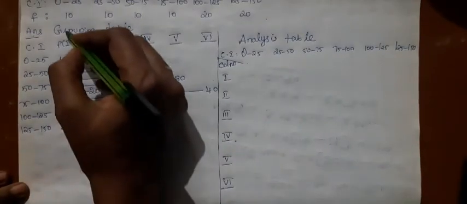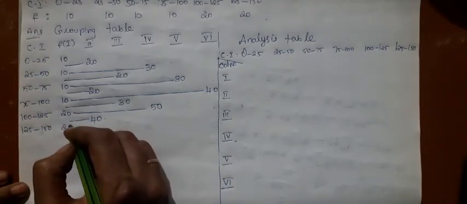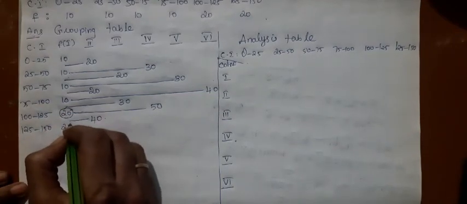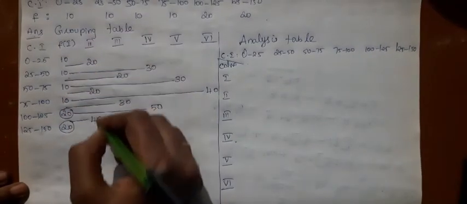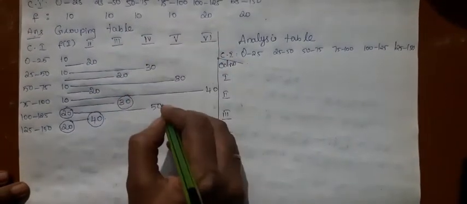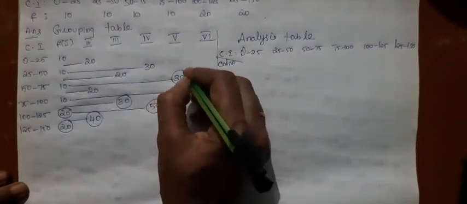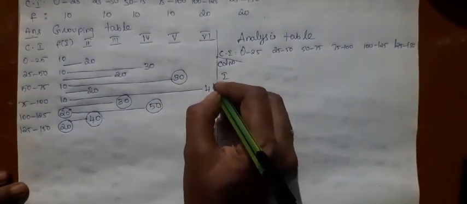Now in the grouping table, the maximum value in the first column is 20. There is a tie. You have two 20s. You should highlight both the values. The maximum value in the second column is 40. The maximum value in the third column is 30. The maximum in the fourth is 50. In the fifth, you have only one value and that is identified as the maximum value.